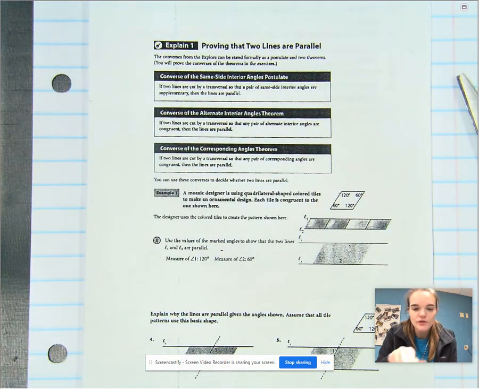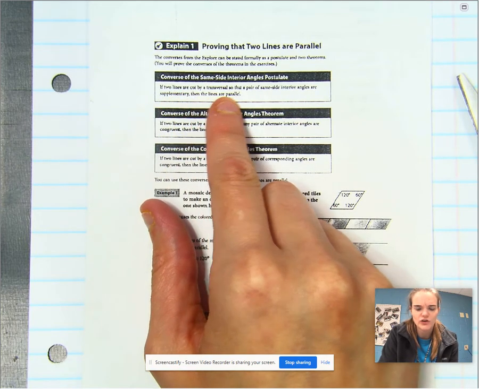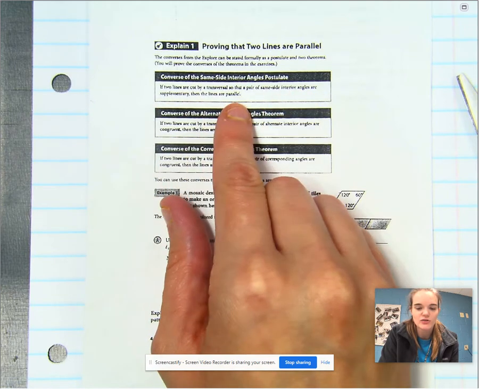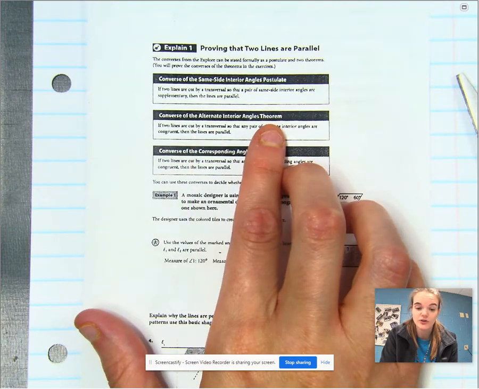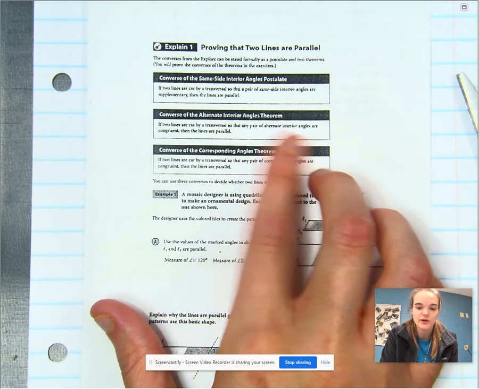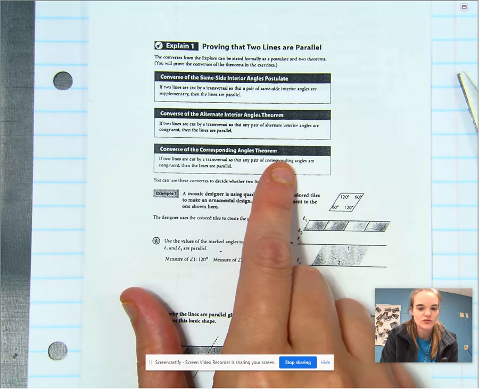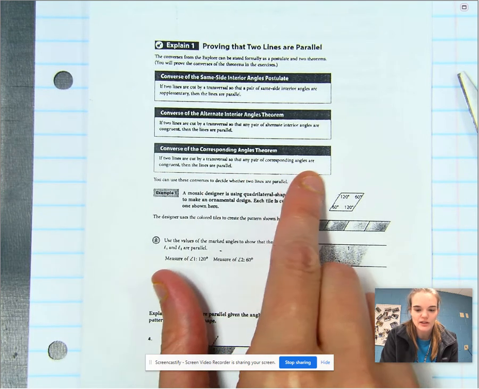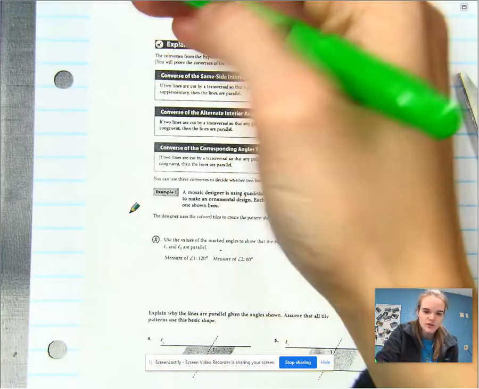Okay. So the converse of the same side interior angles postulate says, if two lines are cut by a transversal so that a pair of same side interior angles are supplementary, then the lines are parallel. That's what we just talked about. Converse of the alternate interior angles theorem: if two lines are cut by a transversal so that any pair of alternate interior angles are congruent, then the lines are parallel. Converse of the corresponding angles theorem: if two lines are cut by a transversal so that any pair of corresponding angles are congruent, then the lines are parallel. These three are what we are going to use today.